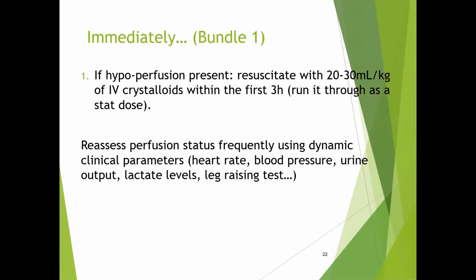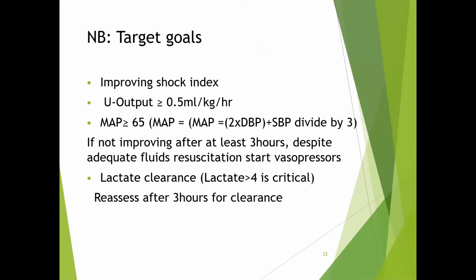And then during that, it's also important that you reassess perfusion status frequently using your dynamic clinical parameters. And we all have blood pressure monitors. We can calculate pulse around our bedside. So we can do this as frequently as every 15 minutes until we are happy that the patient is responding. And your target goals include, as I said, an improving shock index, urine output of at least 0.5 mil per kg per hour, and a mean arterial pressure of at least 65. And this is in the patient that you assume was normotensive before they got sick.